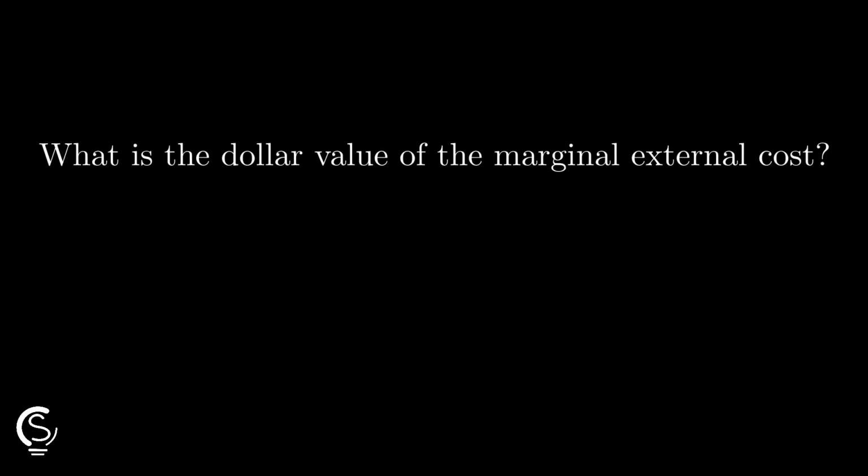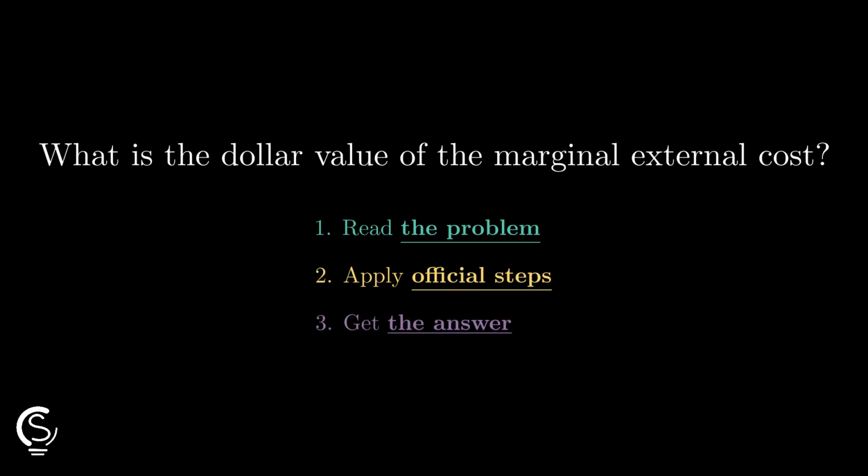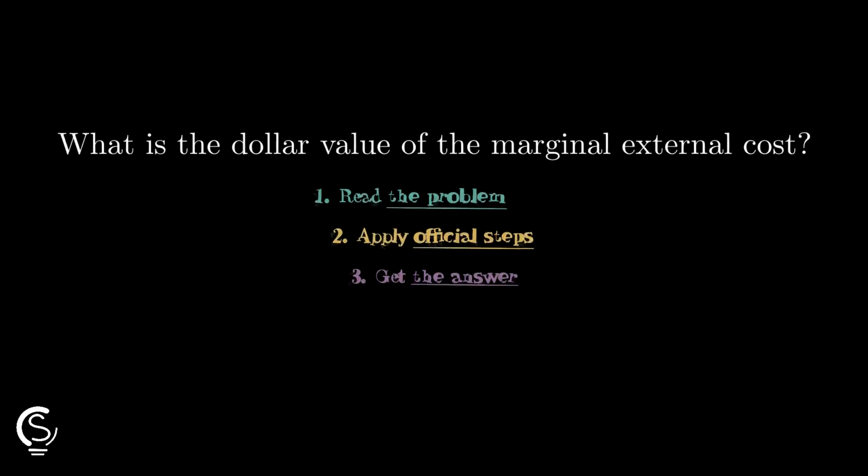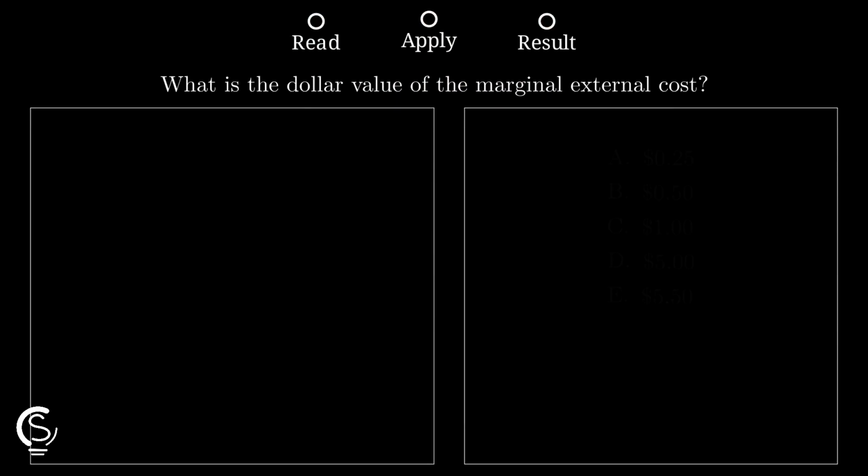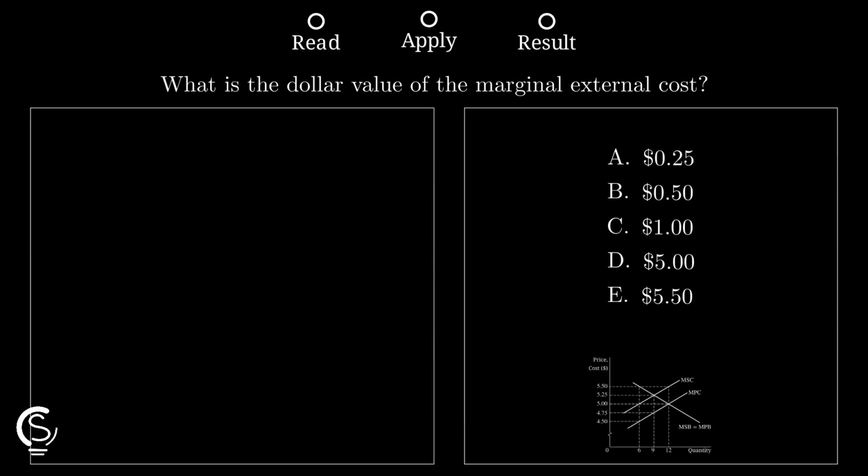I got your back. Marginal external cost looks tricky, but this is quick if you focus on the relationship between social and private cost, then compare the graph carefully. Marginal external cost means the extra cost pushed onto others, not the producer. So watch this. We're looking for the gap that represents outside harm at each unit.